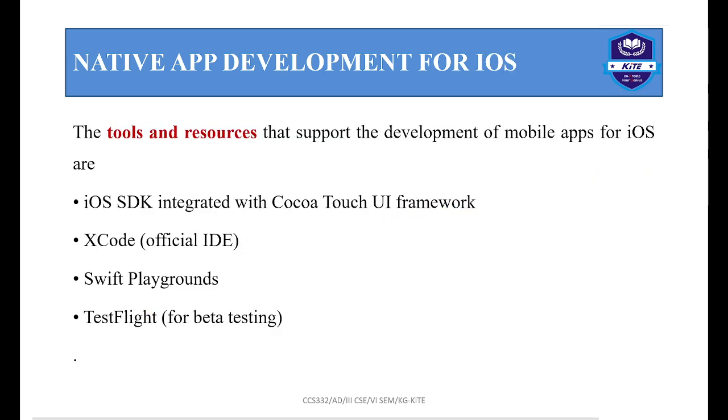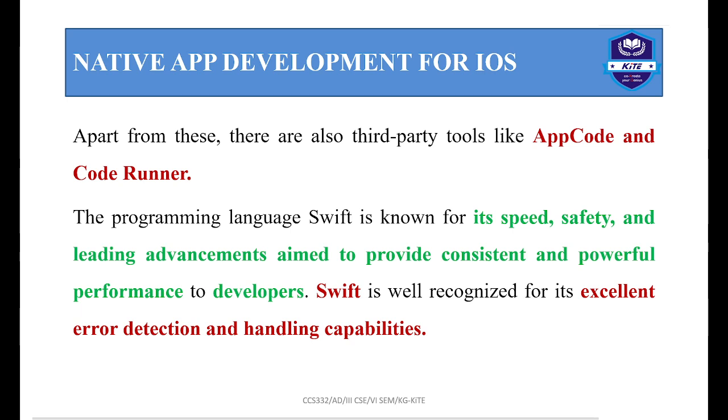Next, the tools and resources that support the development of mobile apps for iOS. The iOS SDK is integrated with the Cocoa Touch UI framework, Xcode, which is the official IDE, Swift Playgrounds, and TestFlight, which is for beta testing. So these are some of the tools used for developing iOS applications. Apart from these, there are also third-party tools like AppCode and CodeRunner. Swift is the programming language known for its speed, safety, and leading advancements, aimed at providing consistent and powerful performance to developers. It is well recognized for its excellent error detection and handling capabilities.